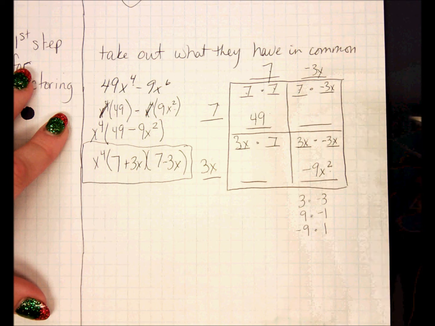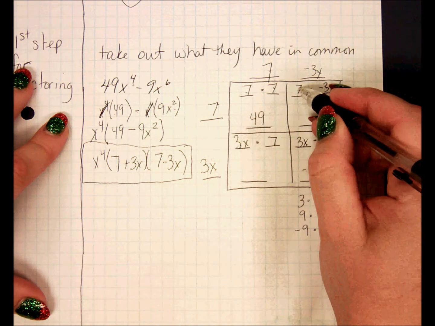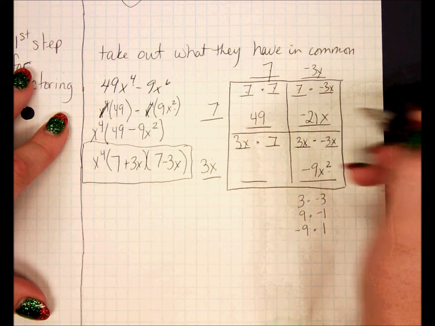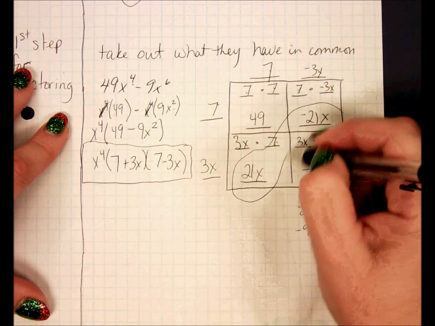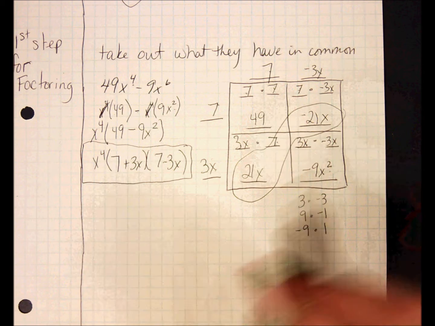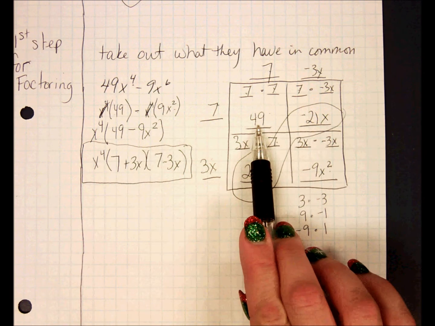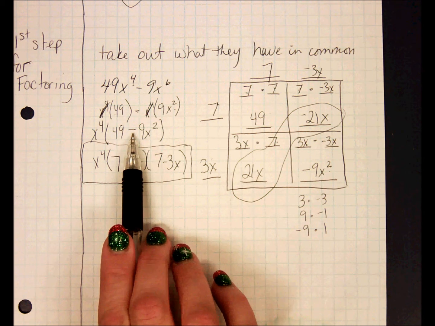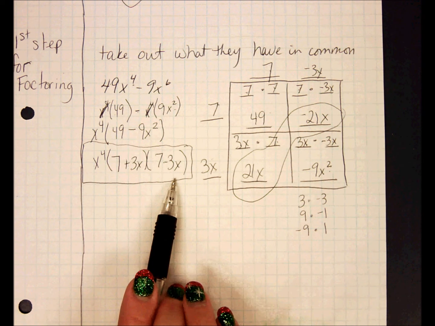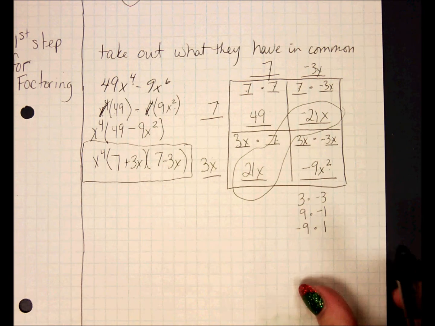I'm going to double check something. Negative 3 times positive 7 is negative 21x. 3 times positive 7 is 21x. These two will create that 0. So we end up with 49 minus 9x to the second, which is what we had here. So our final answer looks like that. We're going to do a couple more of these.